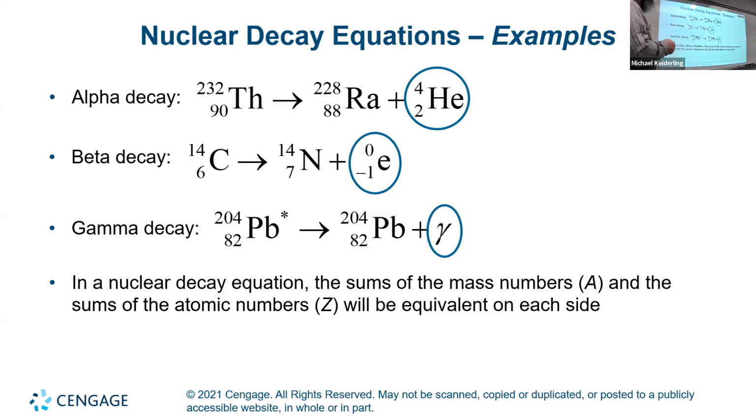Beta decay: carbon-14 decays into nitrogen-14, where one of the neutrons turns into a proton and it spits out an electron. So the mass doesn't change because the electron basically has no mass, but you have 7 and a -1 from the electron. And you can have gamma decay. Energized lead-204 will relax to lead-204 plus a gamma ray. The sums of the mass numbers on top will always add up, and the sums of the atomic numbers will add up. And we give the electron a negative atomic number.